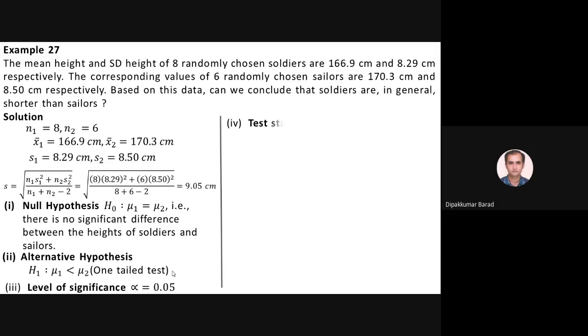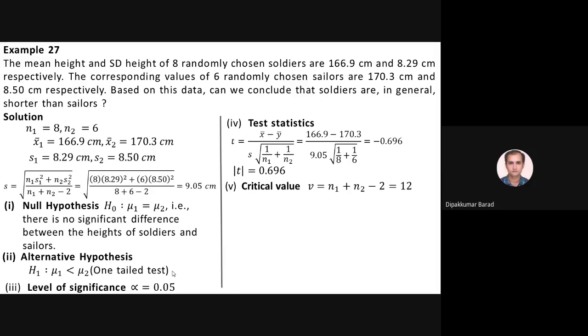So consider the test statistic, which we can calculate as x bar minus y bar upon s into under root 1 upon n1 plus 1 upon n2, and I get minus 0.696. Now the degree of freedom is 8 plus 6 minus 2, so we need t 0.05 for a one tail test, and the degree of freedom is 12, which gives 1.782. Now you know how to find this from the table, so I am not showing it right now.